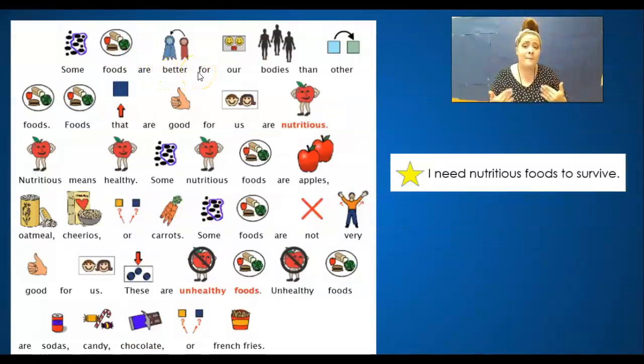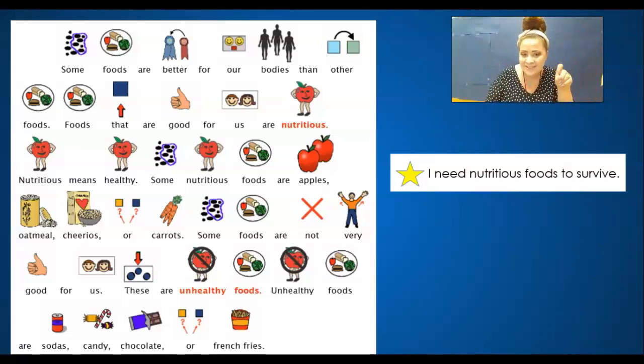Some foods are better for our bodies than other foods. Foods that are good for us are nutritious. Nutritious means healthy. Some nutritious foods are apples, oatmeal, Cheerios, or carrots. Some foods are not very good for us at all. These are unhealthy foods. Unhealthy foods are sodas, candy, chocolate, or French fries.